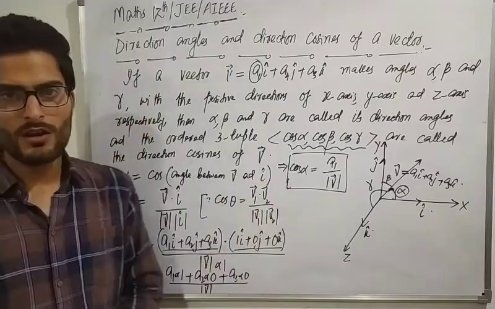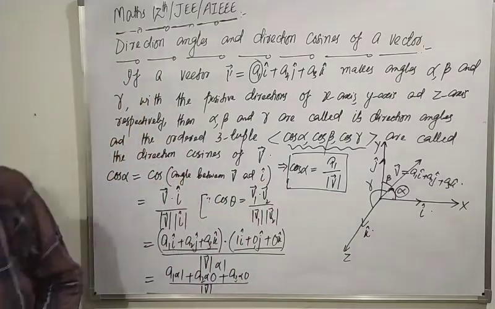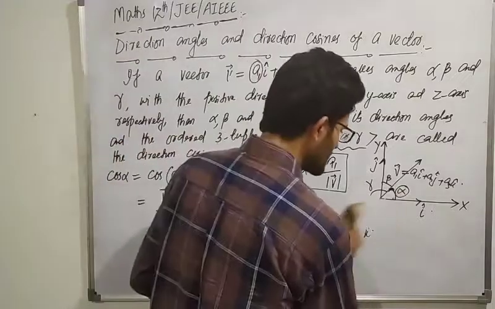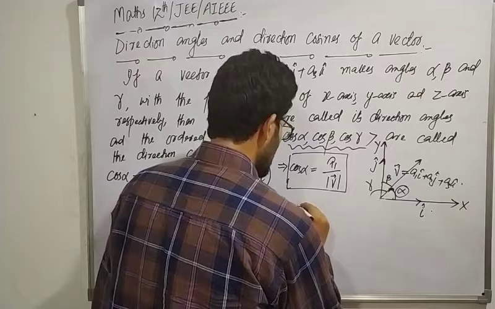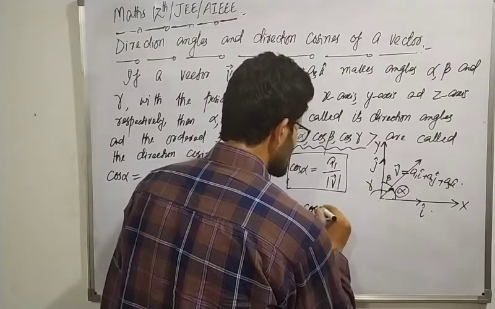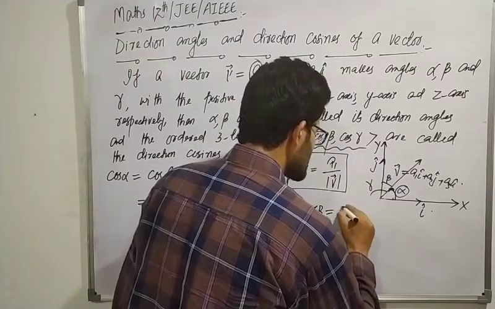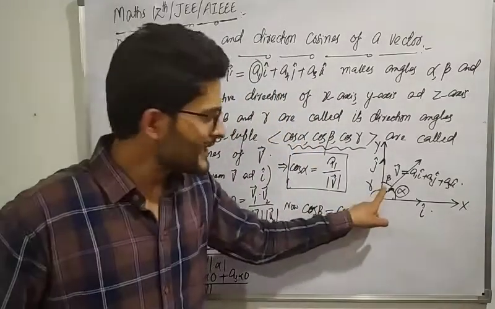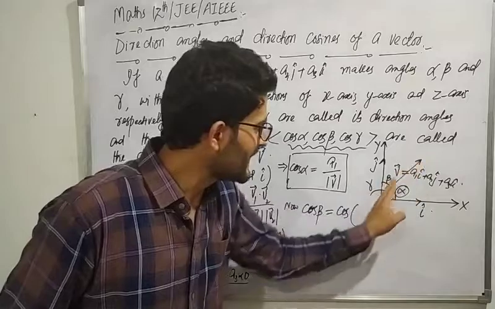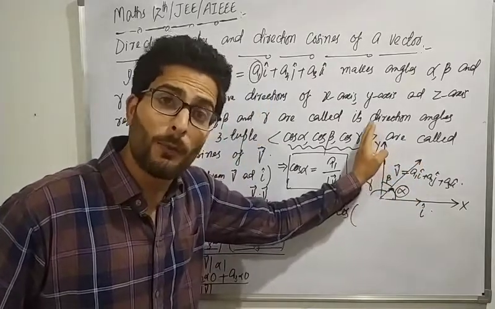In the similar fashion, we can calculate its second direction cosine, and that is cos beta. Now, similarly, we can calculate cos beta, and that's equal. Cos is cos. What is beta? Beta is actually an angle between the vector v and the positive direction of y-axis.